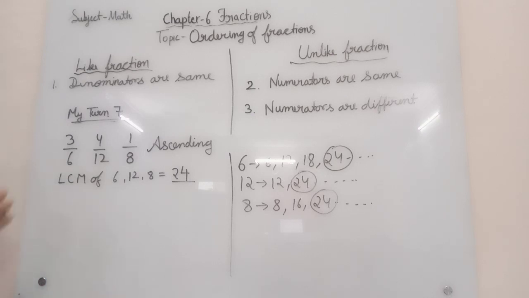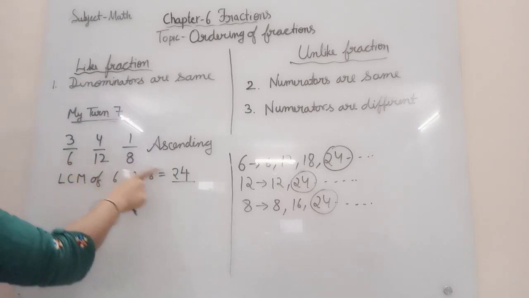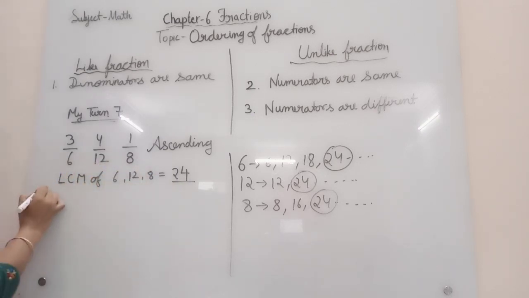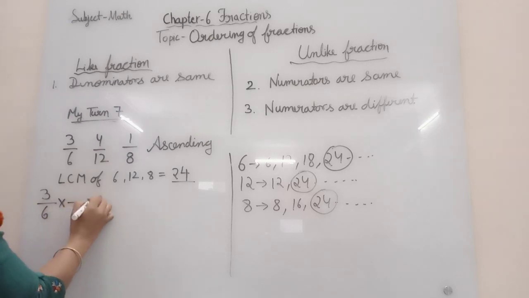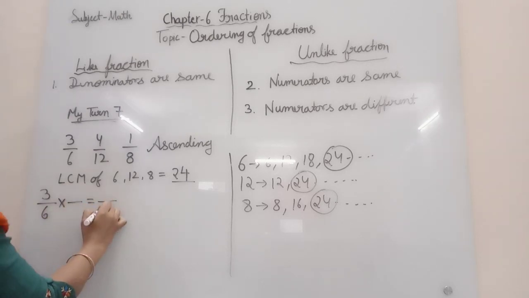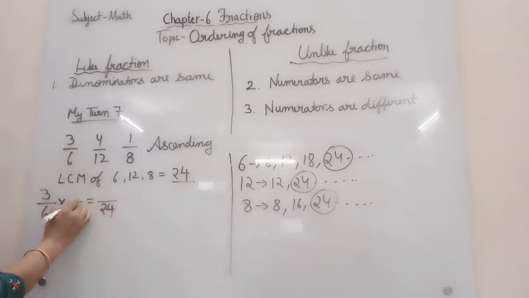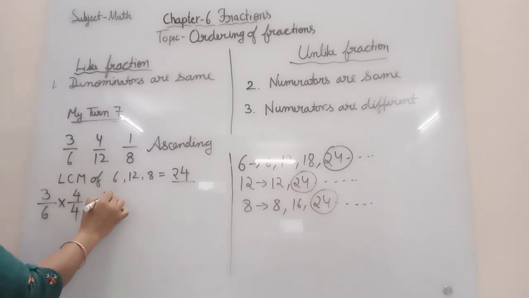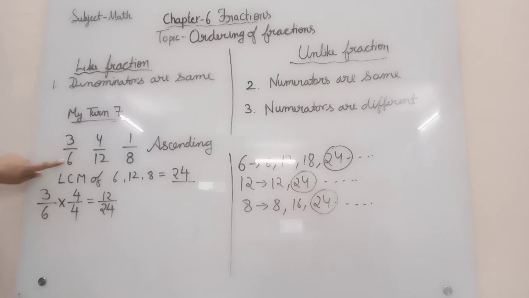Okay. So now we have to convert these denominators into 24. Let's start. First I am doing 3 by 6. By which number do I have to multiply 6 so that in the denominator I get 24? 6 4s are 24. On the top also I have to multiply. Yes. So in place of 3 by 6 now I have 12 by 24.